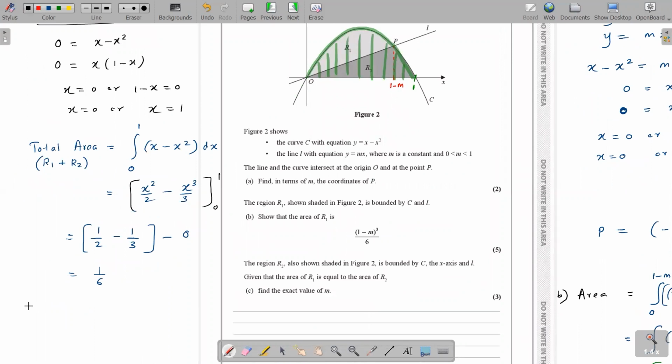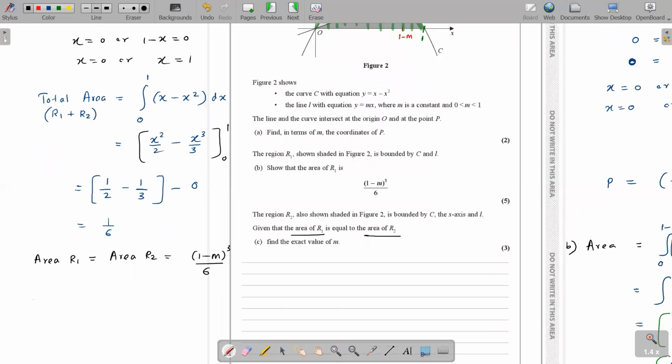However, they do tell you what? They tell you here that the area of R1 is equal to the area of R2. So both of these areas must be equal to (1 minus m) cubed over 6, because they say here the area of R1 is (1 minus m) to the power 3 over 6. If the area of R1 equals the area of R2, then we know the area of R1 plus R2, the total area, is what we got as 1 over 6. Do you agree with me? So do we know the individual area of R1 and R2? Yes, we know.